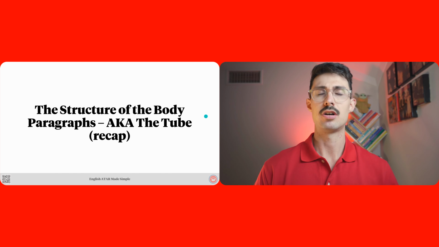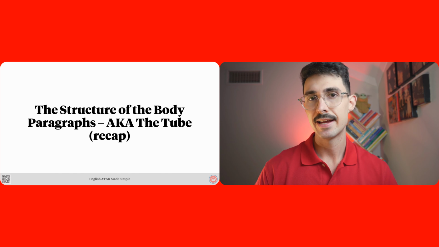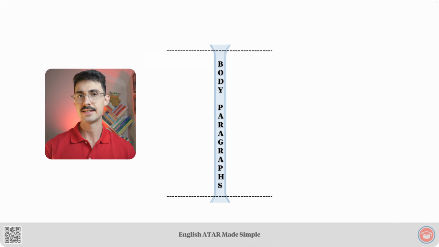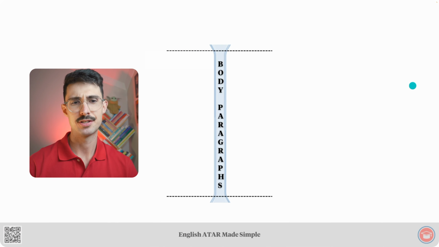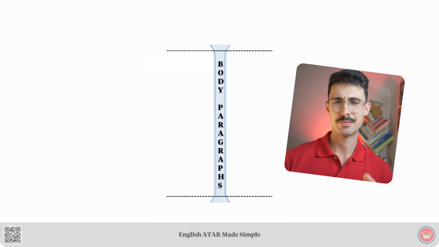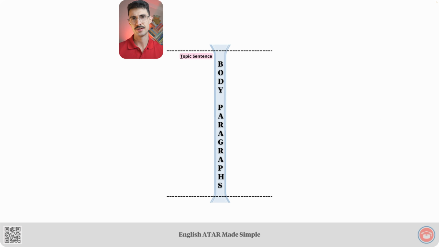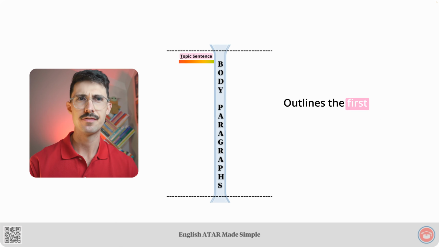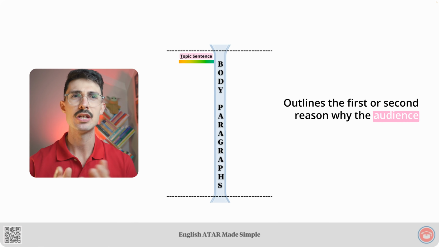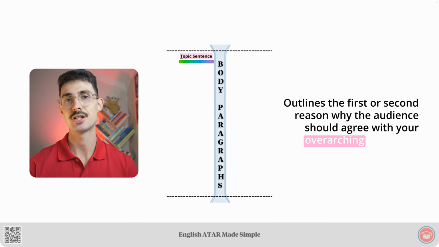The structure of the body paragraphs, aka the tube. Recap. Here's our tube. Here are our elements of the tube. We should be feeling pretty familiar with most of these elements by now. The topic sentence is up first. The topic sentence outlines the first or second reason why the audience should agree with your overarching argument.